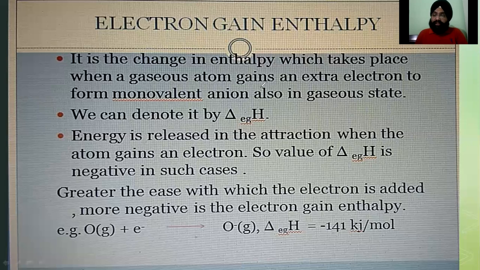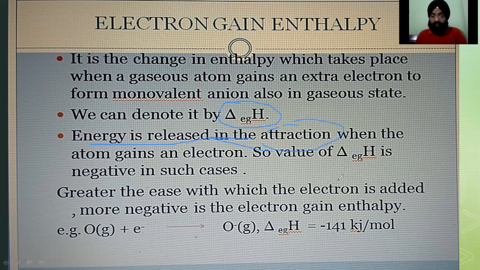It is the change in enthalpy which takes place when a gaseous atom gains an extra electron to form a monovalent gaseous anion. It is denoted by delta EGH. The energy is released in attraction when an atom gains an electron, so the value of delta EGH is negative in such cases. Greater the attraction with which the electron is added, more negative is the electron gain enthalpy.